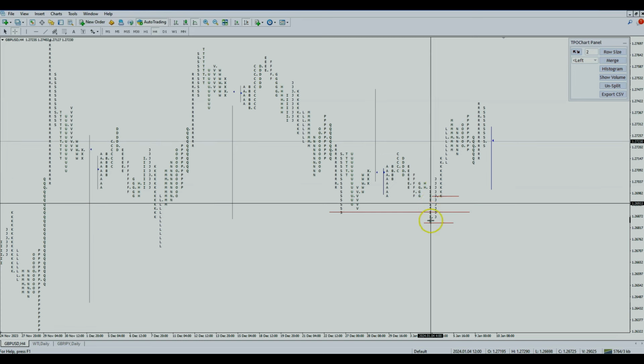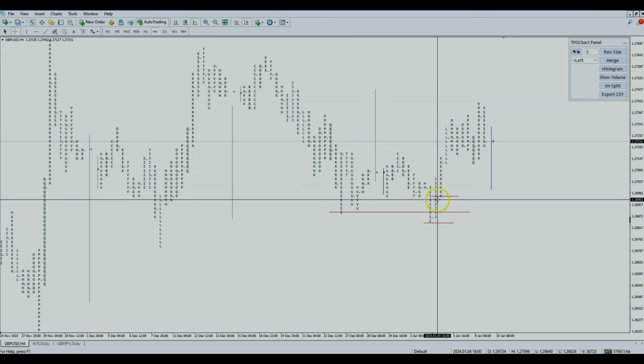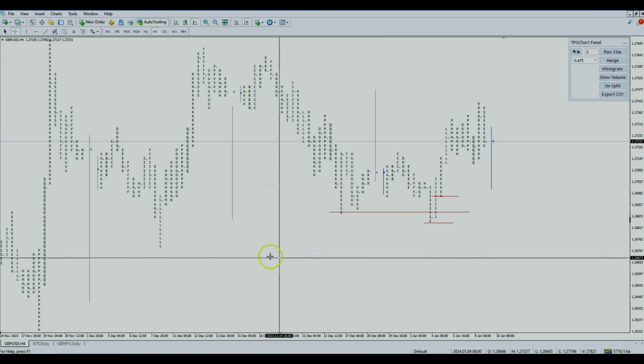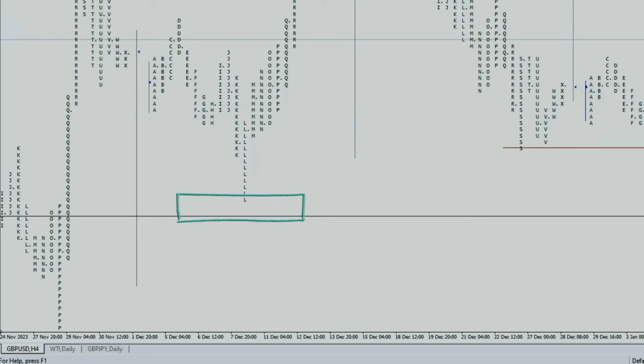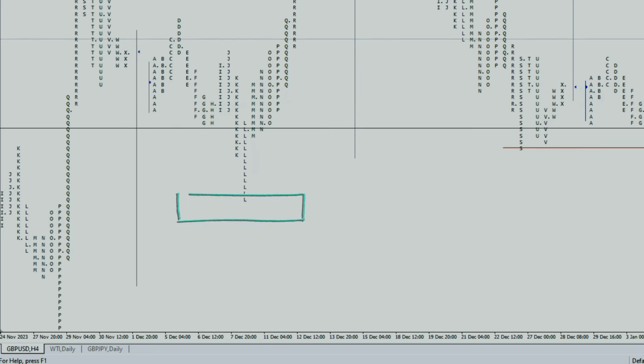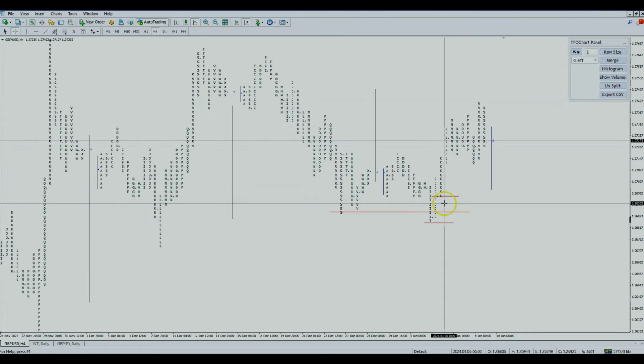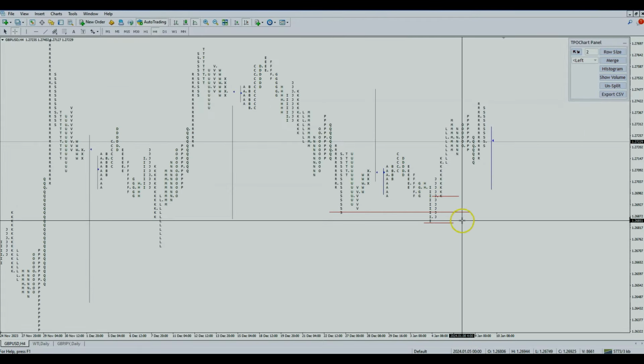But what if we'd gone up, tested the I period, and then continued lower? That means we could take out liquidity under L period. So patience is what I'm trying to say. You want to see us close back above the liquidity. Now, what other information do we have?